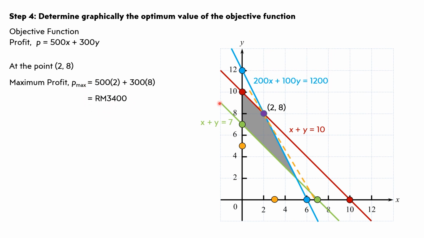So the answer is, the maximum profit is RM3,400. Again, from the objective function line, we move this line towards the edge or border of the shaded region, as far as it can go, and here is the point, which is 2 and 8. After that, we substitute into the profit function, the objective function. Here we get the maximum profit of RM3,400.